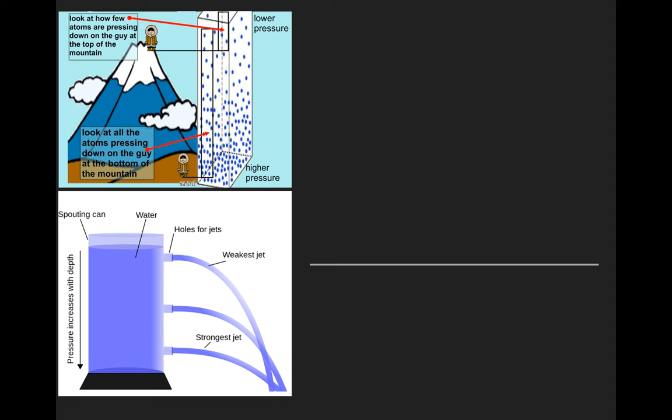So if there's a greater pressure at the bottom, that means the water is pushed out of that hole with a stronger jet and it will travel further. The hole above it and above that then are at lower depths, and as a result experience less pressure, so the jets of water come out at less pressure as well.